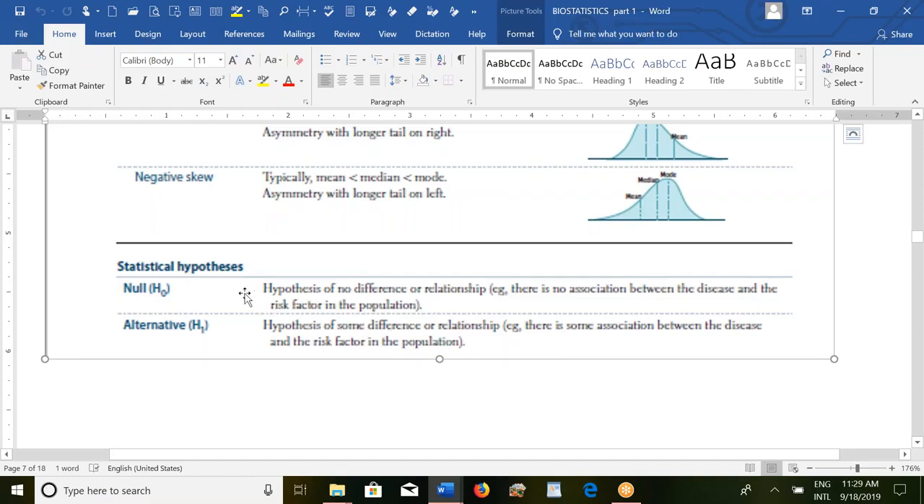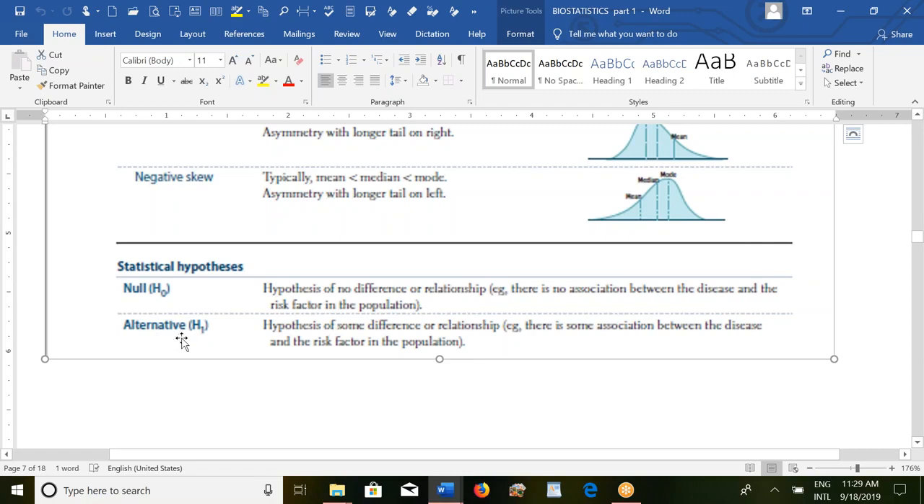There are two types of statistical hypothesis when you are only supposing things: null hypothesis, which is represented as H0, or alternative hypothesis, which is represented as H1. What is the null hypothesis? Hypothesis of no difference or no relationship. For example, there is no association between the disease and the risk factors in the population. This is the null hypothesis.